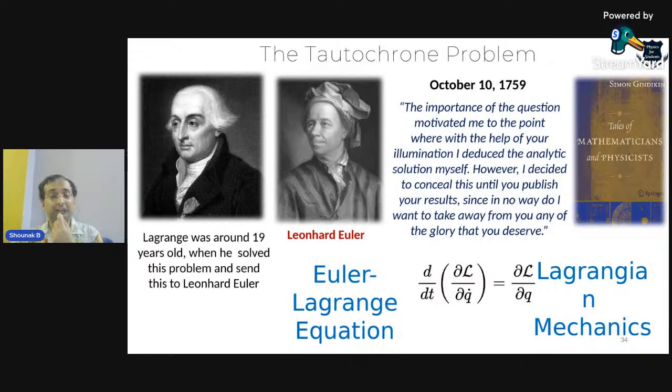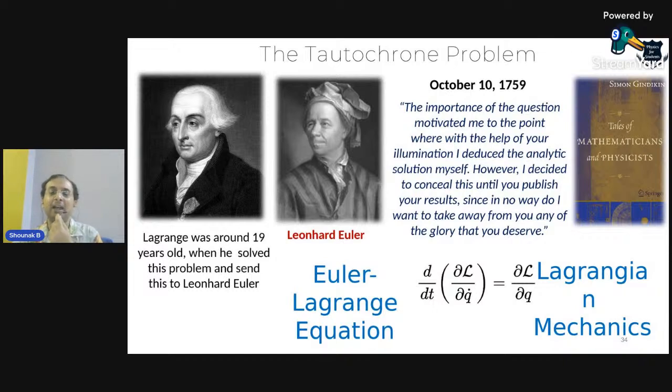Now, what happened is that during that time Lagrange was only 19 years old, and he actually sent this problem to Leonhard Euler. And this book, The Tales of Mathematician and Physicist, quotes that on October 10th, 1759, Leonhard Euler received the equation of Lagrange, although he had already solved it. Now remember, Euler had already solved it, but what a great personality he is. He wrote that the importance of the question motivated me to the point of this.